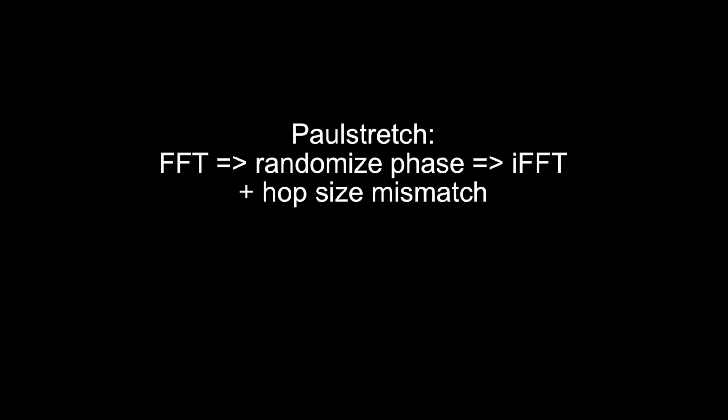The Paul Stretch algorithm works by reading data from the buffer, taking an FFT, randomizing the phase information, performing an inverse FFT, and then sending that to the output. The time stretch occurs because the FFT analysis hop size is smaller than the synthesis hop size.